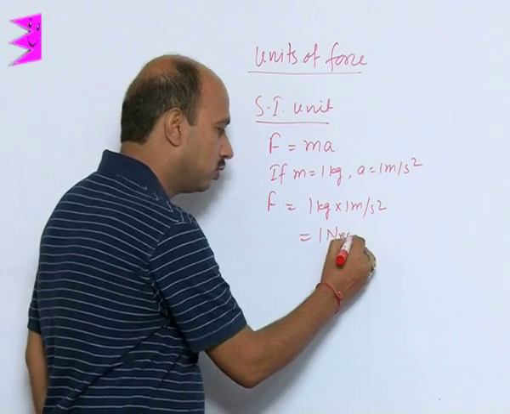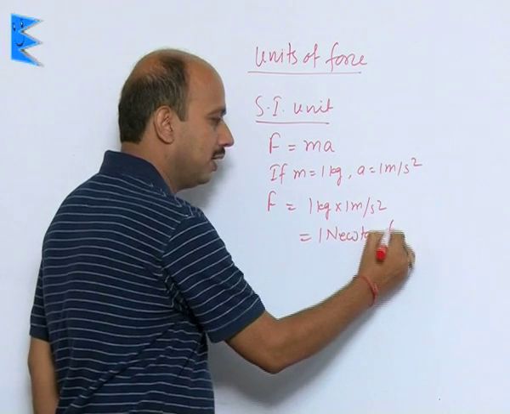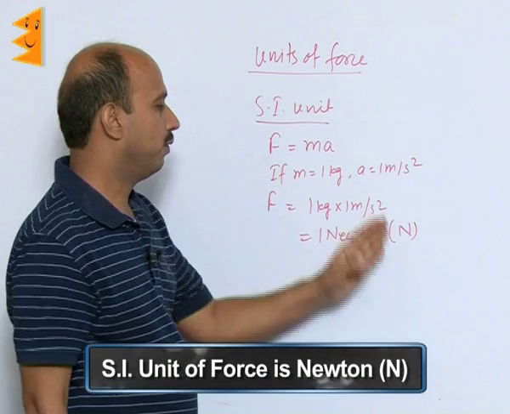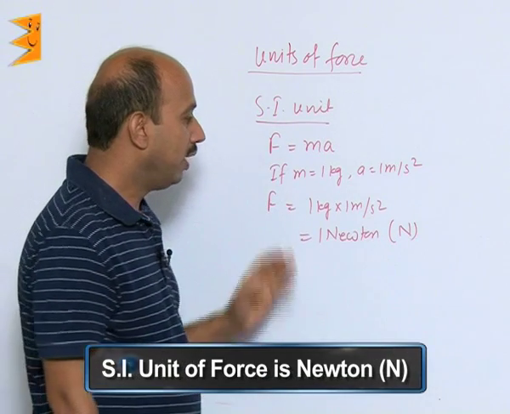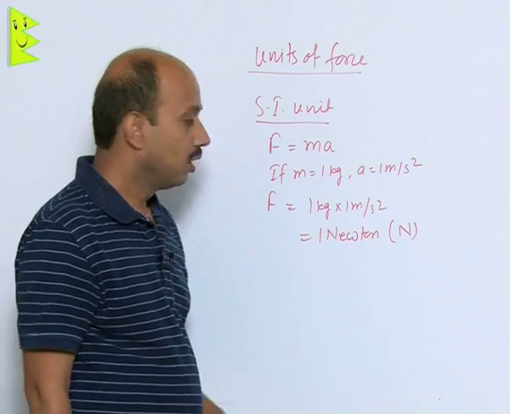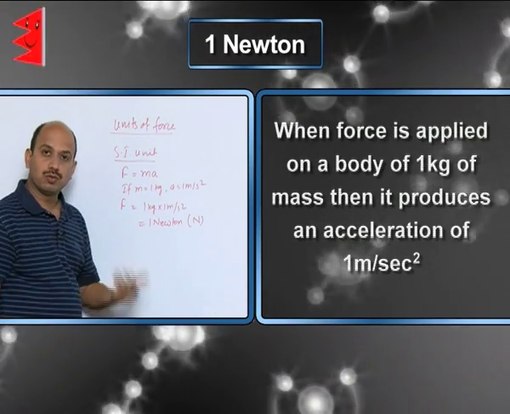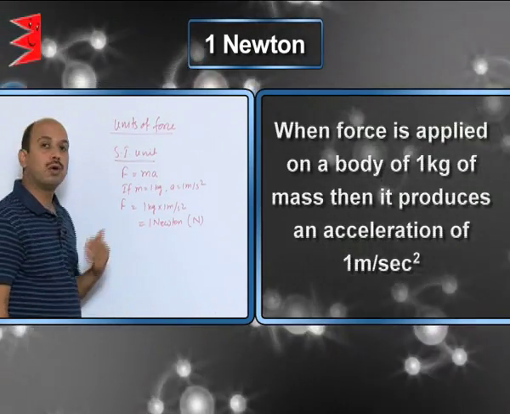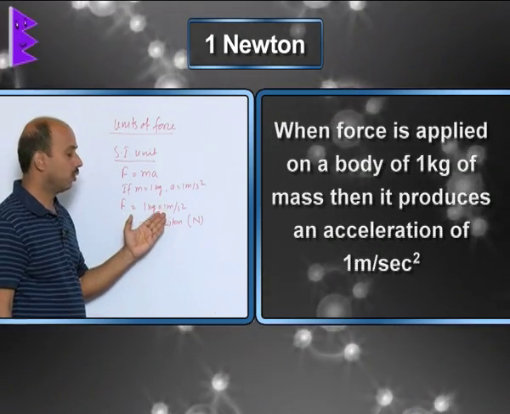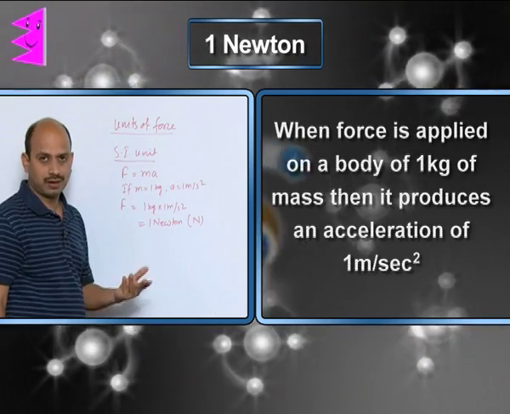So, this is actually 1 Newton, and we take the symbol N. So, the SI unit of force is 1 Newton. 1 Newton means 1 kg meter per second square. 1 Newton is that force which, when applied on a body of 1 kg of mass, produces an acceleration of 1 meter per second square.